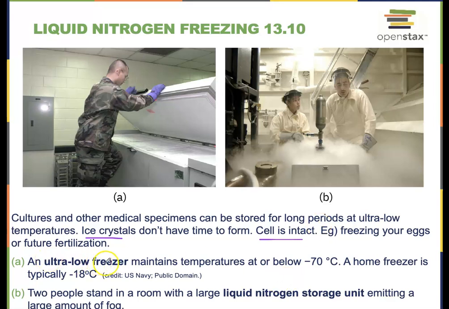An ultra low freezer maintains temperature at or below -70 degrees. And this is very low because your freezer at home is about -18 or -20. So that's also an ultra low. But if you want to 100% know that you want those cells back and you want those cells to be living, then you want to do liquid nitrogen because it freezes instantly and ice crystals do not form.